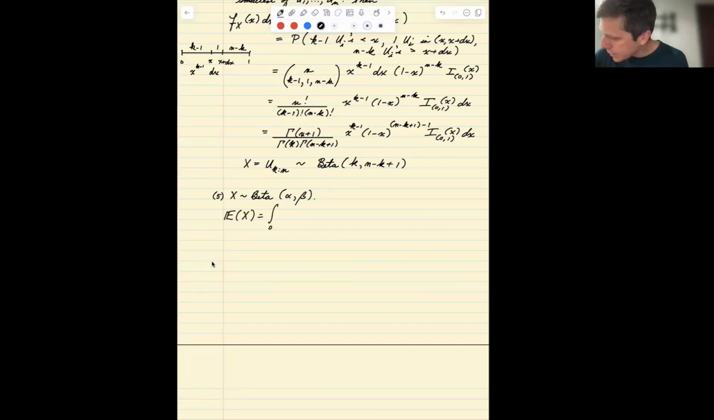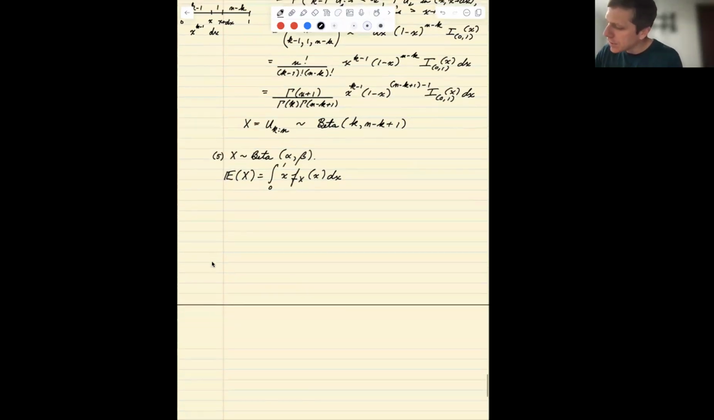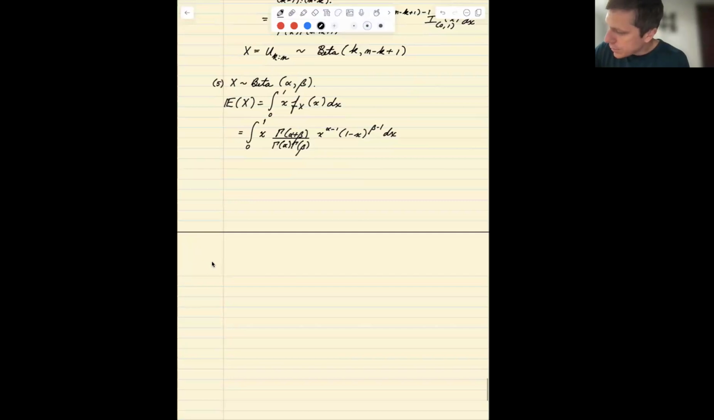Well, the expectation by definition is the integral over all possible values of X. We weight X by its density. The density in this case is gamma alpha plus beta, so this is the normalizing constant, X to the alpha minus 1, 1 minus X to the beta minus 1 dx. The additional multiplication by X.